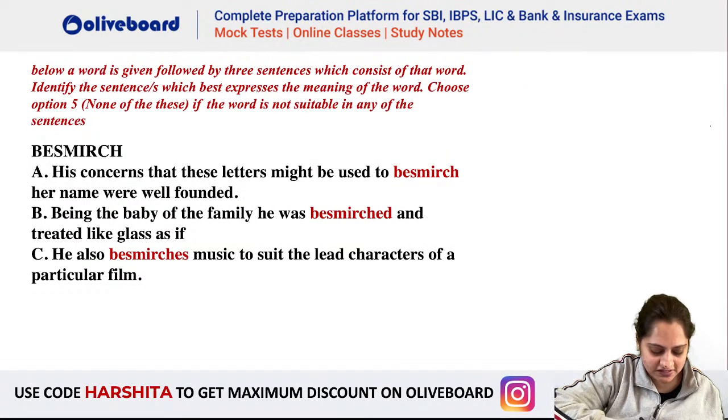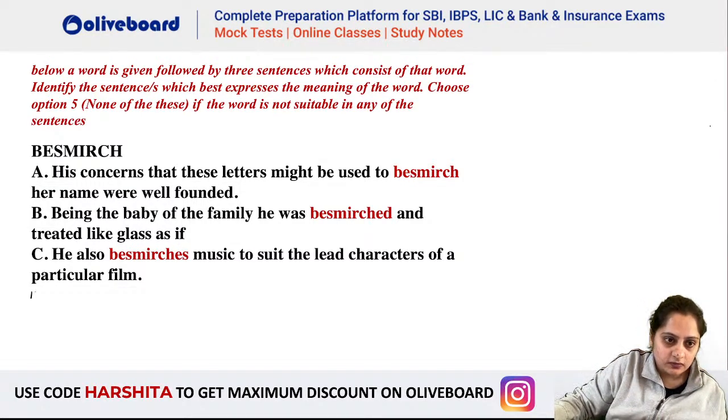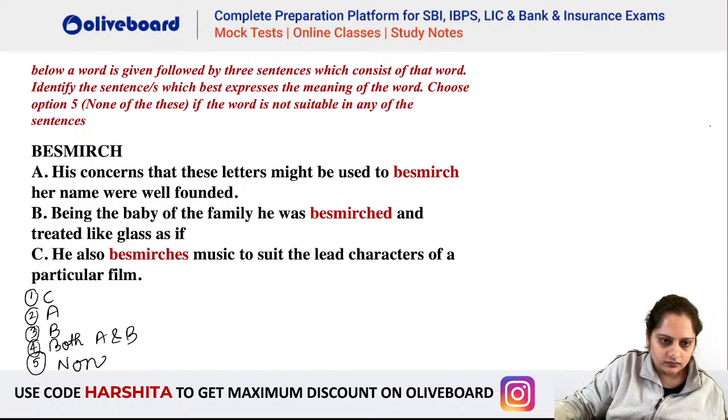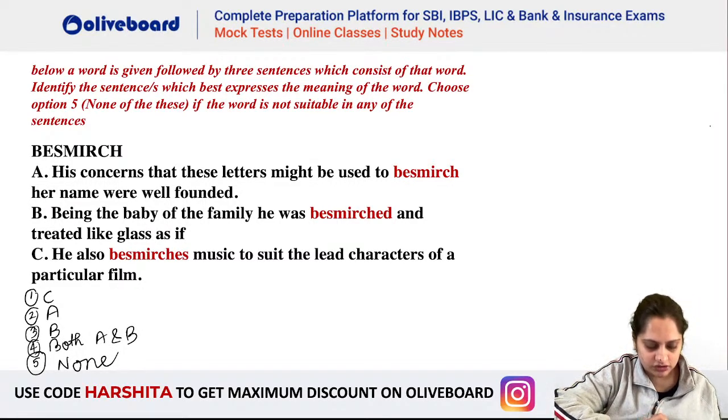Chalo, next one is besmirch. Besmirch. Okay, I'll write the options for you as the options are missing here. 1, 2, 3, 4 and 5. So first one is C, then A, then B, then both A and B, and none of these. Very simple options. The word is besmirch. You have to work on your vocab part, I feel.